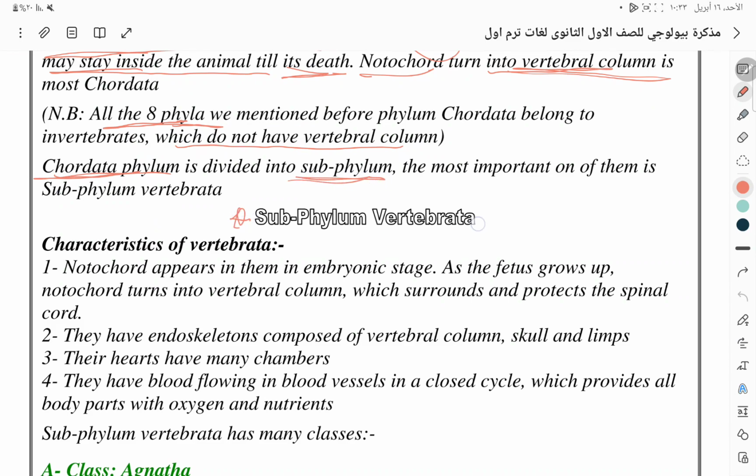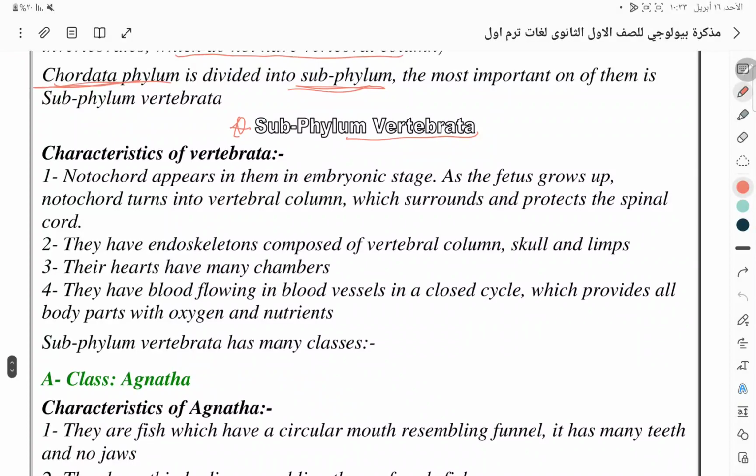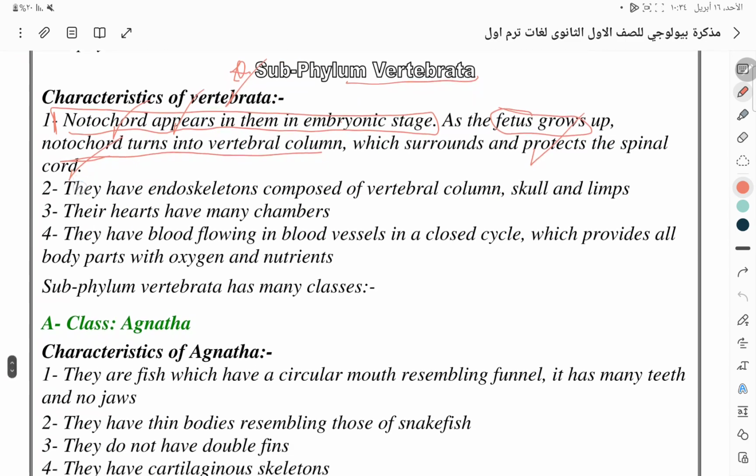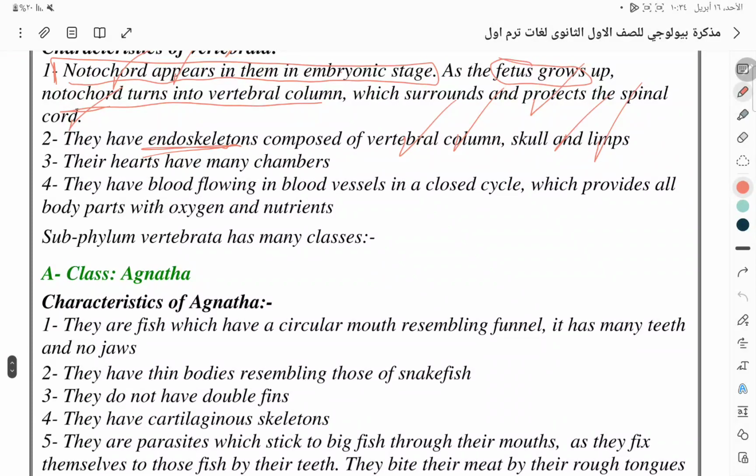First subphylum is called Vertebrata. What is the characteristic of vertebrates? The notochord appears in the embryonic stage, in the first part of life. As the fetus grows up, the notochord turns into the vertebral column, which surrounds and protects the spinal cord. They have an endoskeleton. What do I mean by endoskeleton? Bones and skeleton inside their body, consisting of the vertebral column, skull and limbs.